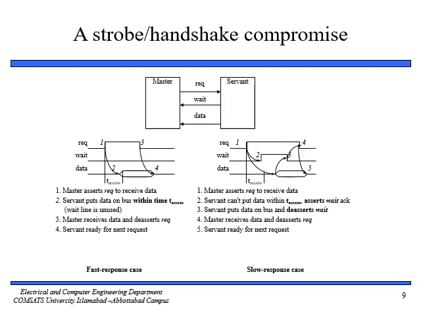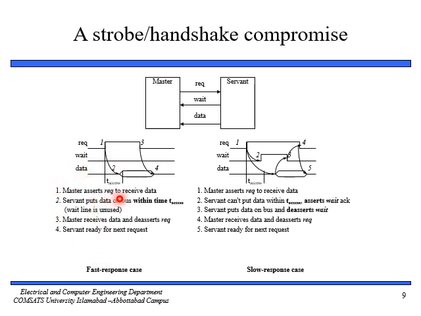So in this slide we are going to talk about the compromise between the strobe control and handshake protocol. Here you can see that we have master, we have servant, the same request signal, the same data signal, and here we have wait. So this is the T access wait. In fast response we are not going to consider the wait signal, whereas in slow response we are going to consider the wait signal. Let me go through these points first.